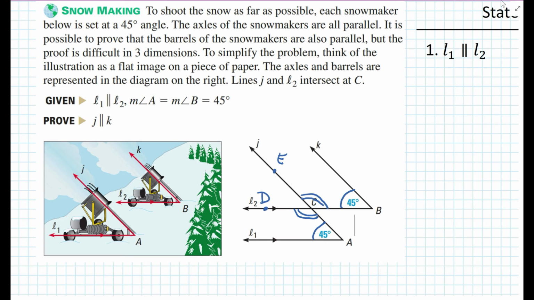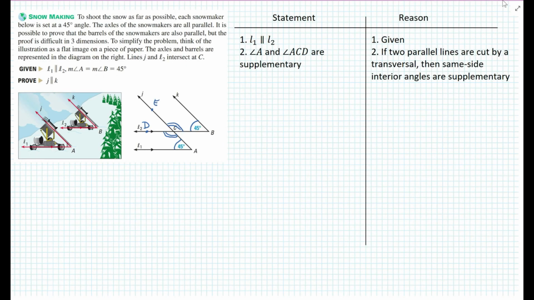So let's do that. Here we can say angle A and angle ACD are supplementary because if two parallel lines are cut by a transversal, then same side interior angles are supplementary. Notice that here the transversal is ray ACE, or we can call it just line J, okay? So that's the transversal. Okay, so since they're supplementary, what can we say here?